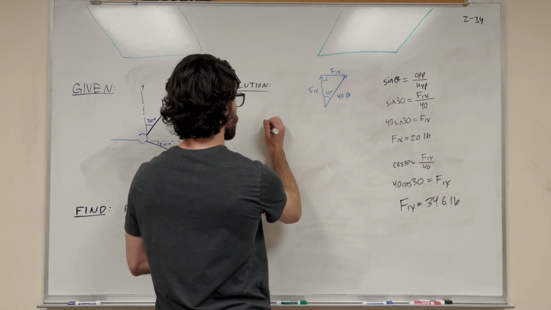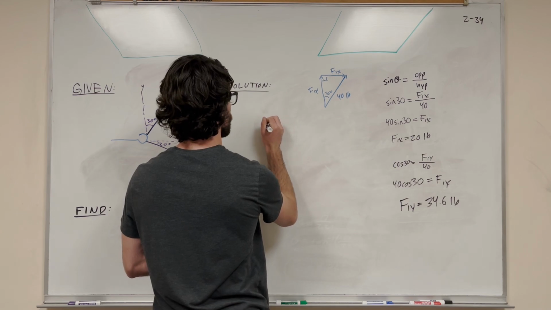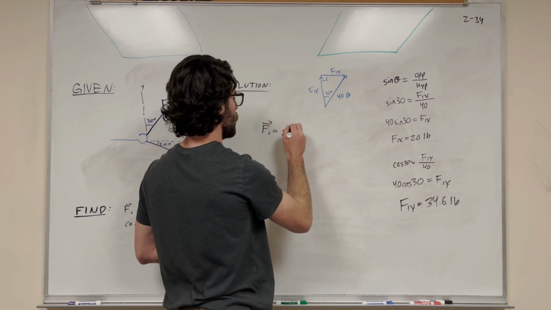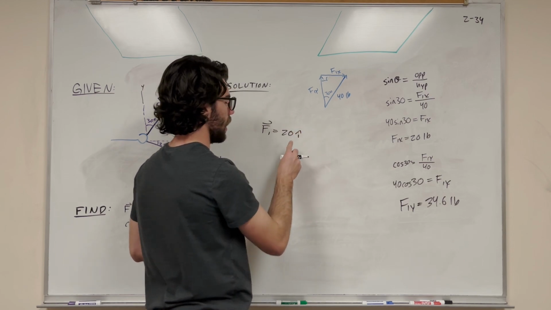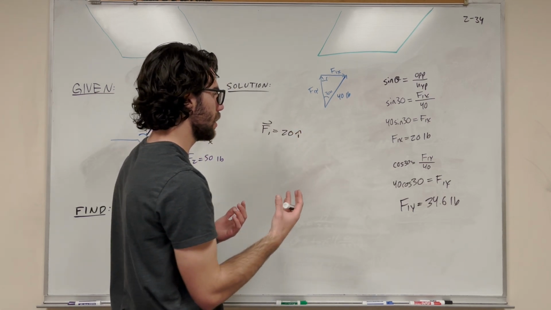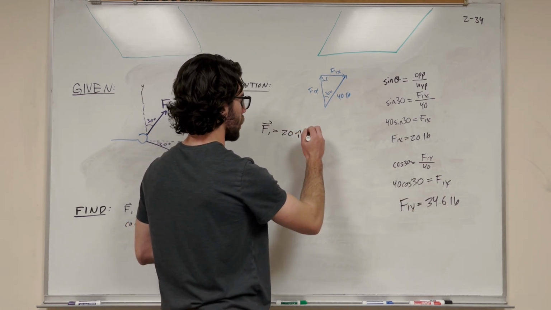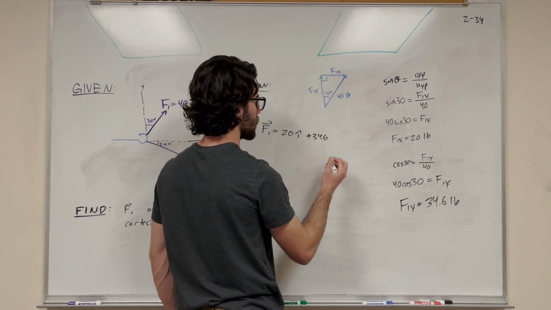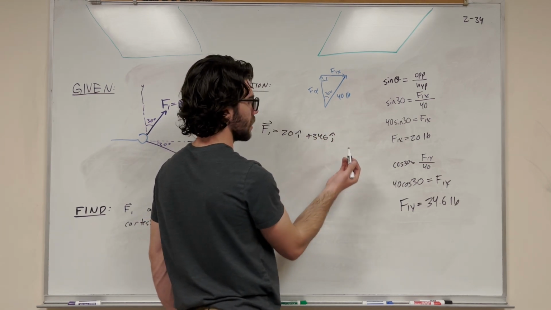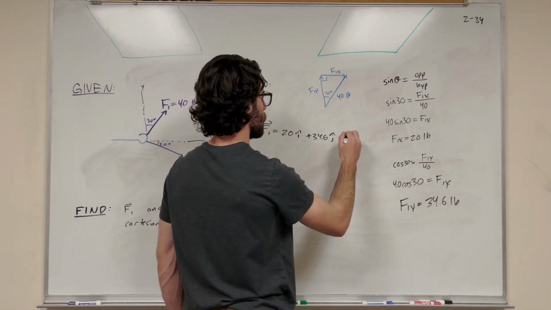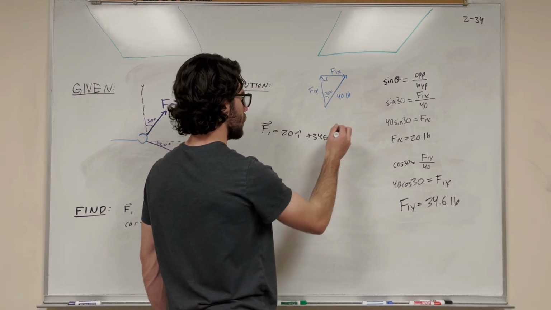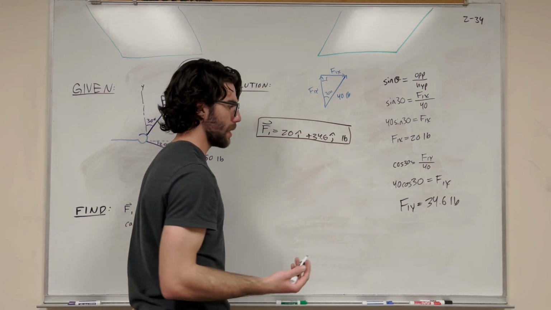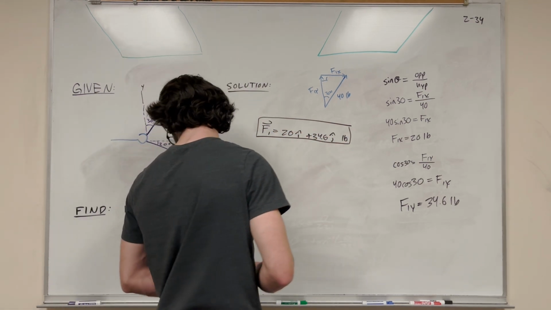So now if we want to write this as a Cartesian vector, all I need to do is this. So we're going to say force 1, with the little vector on top of it, is equal to force 1x, right? We're going to say 20 i. So the i hat says that this is the x direction. And then plus the 34.6 j. The j says it's the y direction. And this is in pounds, right? So there's our answer for the first force. So now I need to do this basically for the other vector, and we've solved the problem.